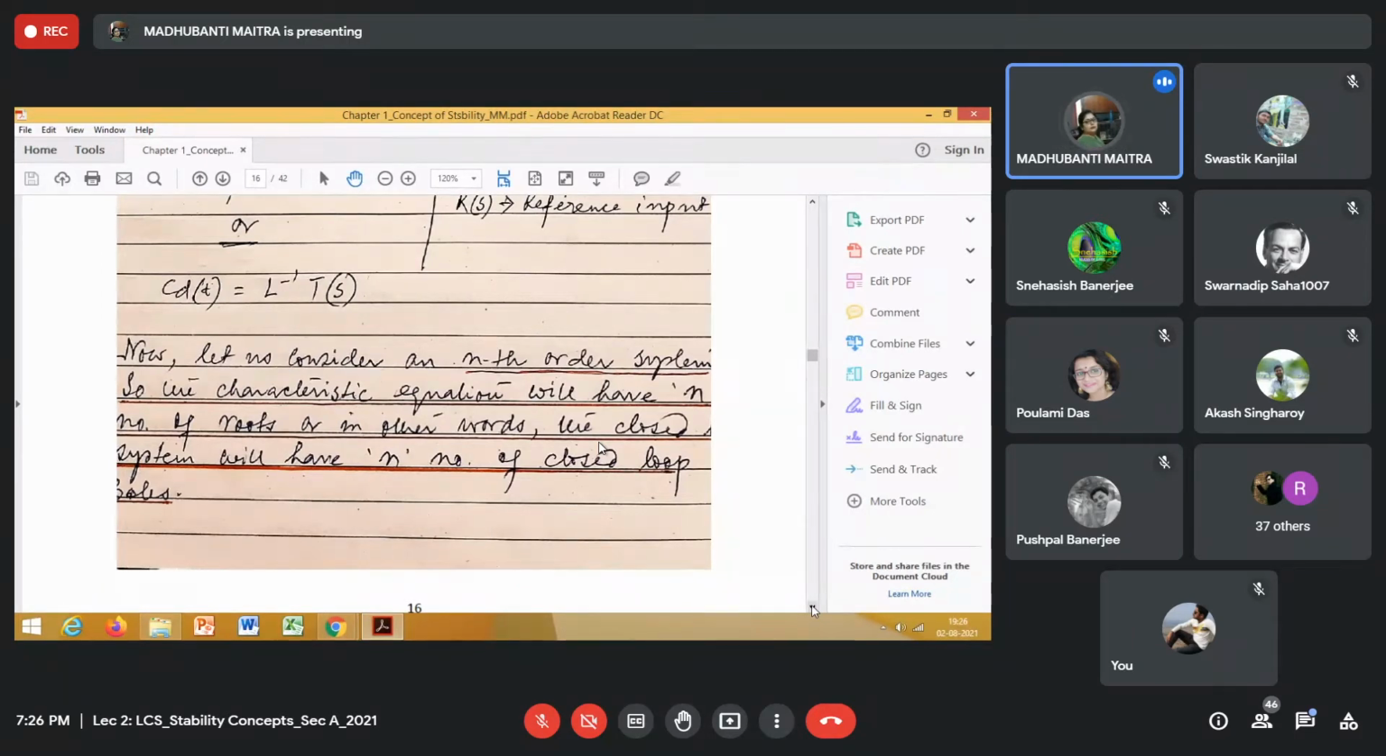So QS equal to 0 is the characteristic equation. If we solve this characteristic equation, since it's an nth order equation, we'll get n number of roots of the characteristic equation. Yes or no?